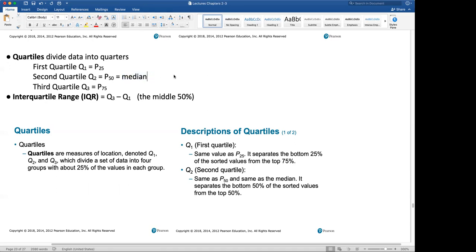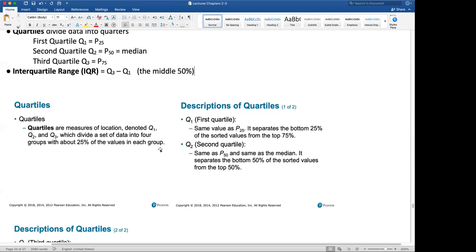Keep this in mind: when you use a calculator to find the standard deviation and use one-variable stats, you get Q sub 1, the median, Q sub 3. Those are the quartiles. The third quartile is P sub 75, the 75th percentile. The interquartile range is called IQR, which is Q3 minus Q1, the middle 50%.